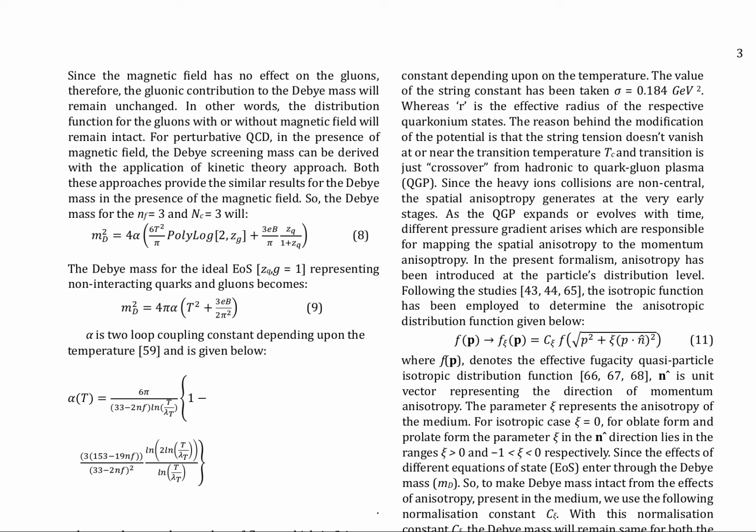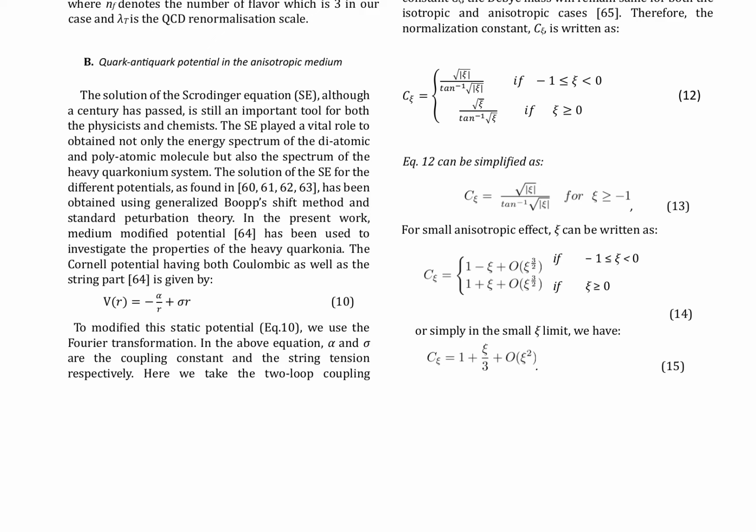The quark-antiquark potential in an anisotropic medium is studied using a modified Cornell potential, which includes both Coulombic and string parts. The potential is modified using a Fourier transformation to account for the anisotropy. The anisotropic distribution function is introduced at the particle distribution level, and the parameter Xi represents the anisotropy of the medium. To maintain the Debye mass intact from the effects of anisotropy, a normalization constant is introduced, which is given by equation 12. The Debye mass remains the same for both isotropic and anisotropic cases.